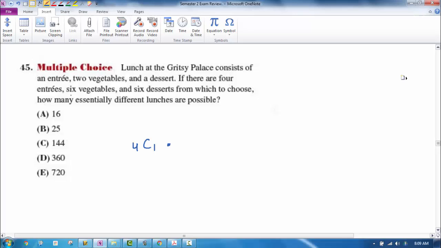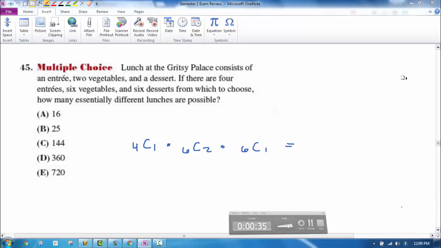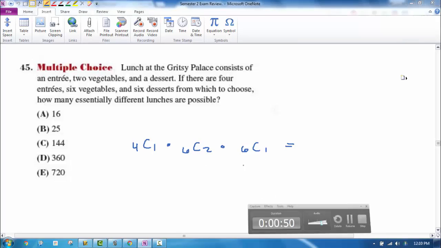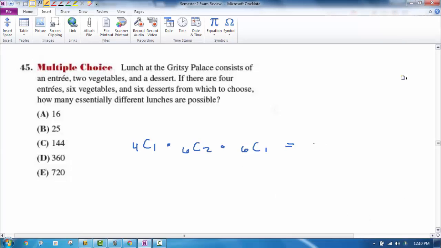Now the vegetables, there's 6 vegetables. We're going to choose 2, so that'd be 6C2. And then there's 6 desserts, and we need to choose 1 dessert, so that'd be 6C1. That should be our answer. So we're picking 1 entree from 4 where order doesn't matter, and then we're picking 2 vegetables from 6 where order doesn't matter, and then 1 dessert from 6. So this is the answer right here, which turns out to be 360.